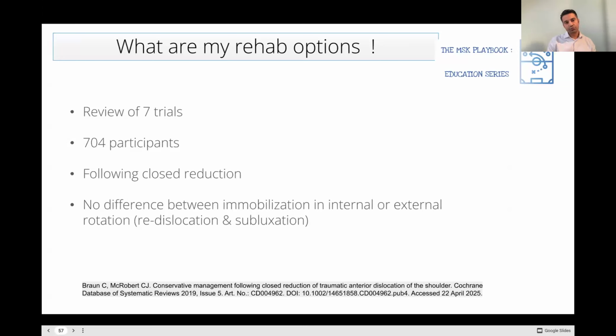This is an interesting review paper. We looked at a Cochrane review, which looked at 7 trials of rehab options, and they looked at 704 patients. And people always have this question: do I put them in internal rotation? Do I put them in external rotation? How long do I keep them immobilized? And interestingly, they found there's no difference between immobilization in internal or external rotation for both redislocation or subluxation risk. So that's interesting, okay? The jury's still out on this one, but certainly there's going to be an early period of immobilization before getting them moving relatively early on afterwards.